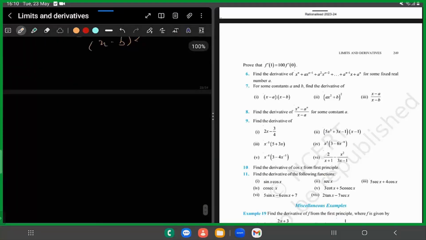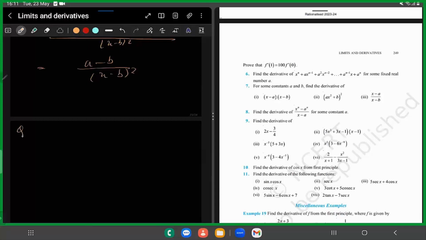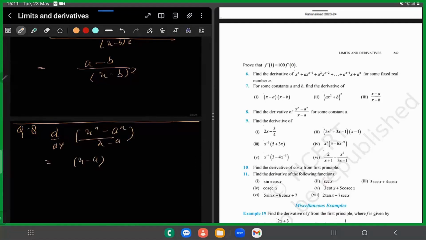And for question number 8 also, you just have to do the same division formula. We can quickly see that this is equal to (x - a) into the derivative of the numerator. The numerator derivative is n x^(n-1), minus (x^n - a^n) into the derivative of the denominator, upon (x - a)^2.